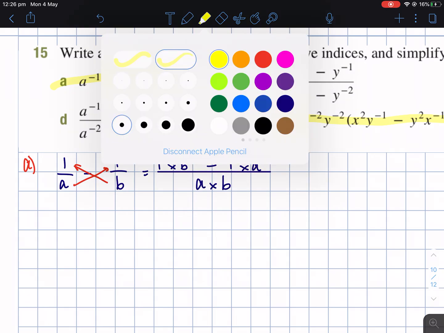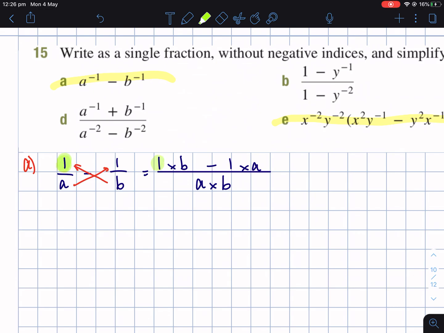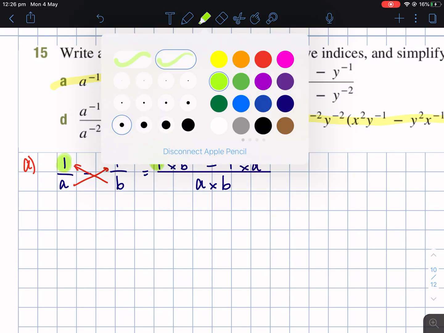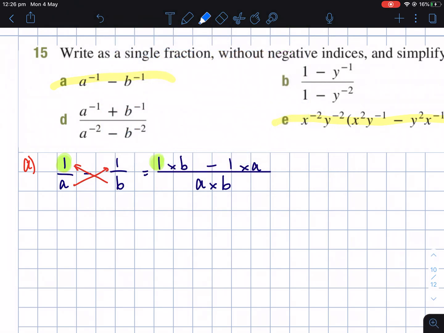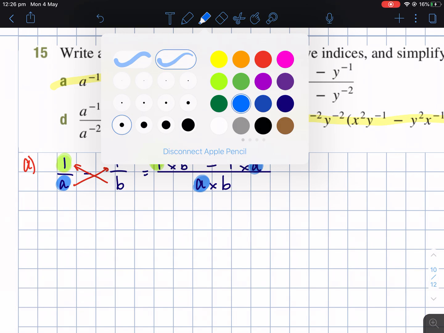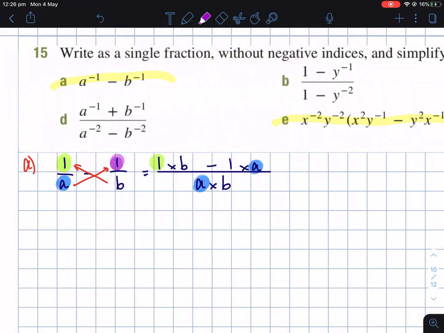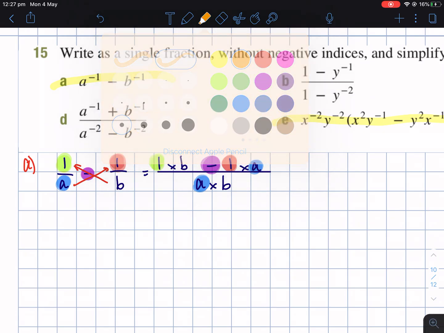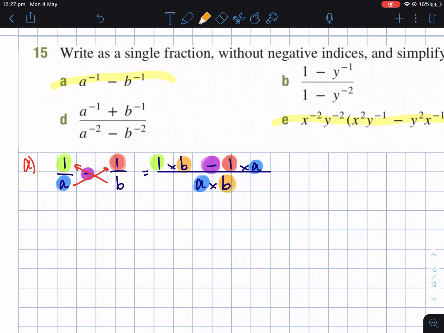So I'm going to color code where I'm getting my numbers from. So this one is this one. This a, here, here. This one, this minus is this minus. This one is this one. And this b is this b. So do you see where I'm getting those from?